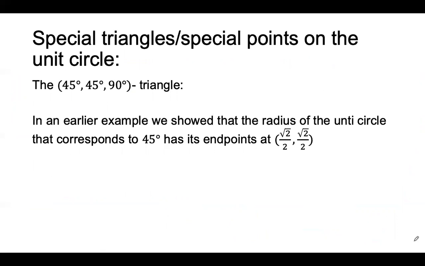So let's look at special triangles. The 45-degree, 45, and 90-degree triangle. So before we showed that the radius of the unit circle has its endpoints at square root of 2 divided by 2. We said actually before it was equal to the square root of 1/2, square root of 1/2. And you can show that this is equal to this by just manipulating it and multiplying it together. I'll leave that as an exercise. Now, let's look at this example and draw a circle.